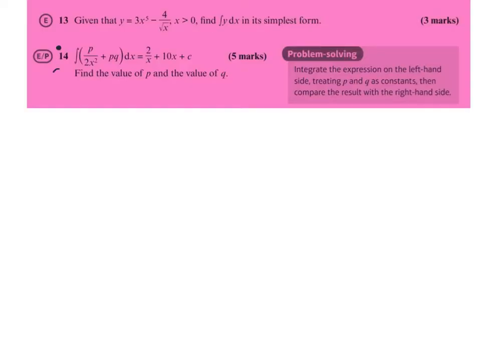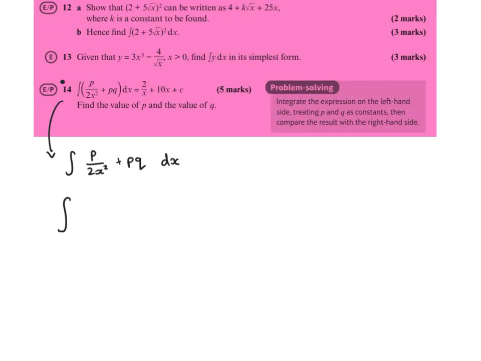Okay, just stop what you're doing, everyone, and I just want you to rewrite this in the base x for me. Okay, so what are we going to be integrating? Just do that for me. For the base x, for example, on question 13, when we have y equals 3x to the power of 5 minus 4 over root x, to write this in the base x, I just make sure that minus 4x to the minus a half. So everything is now written to the base x.